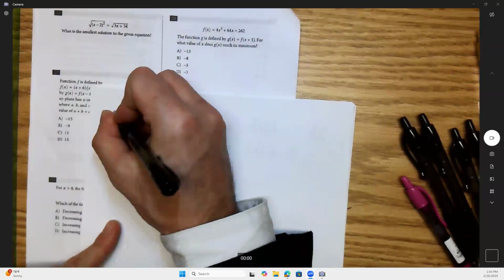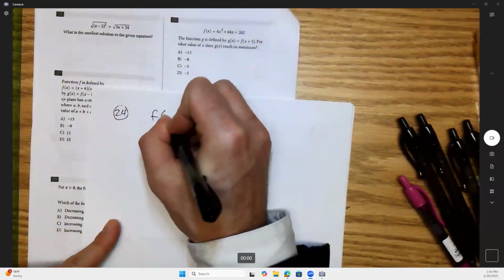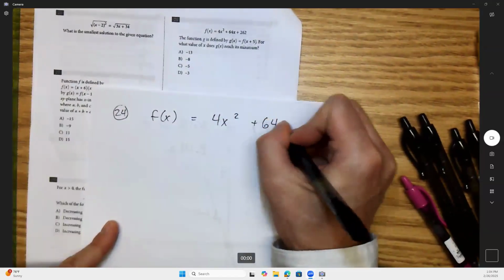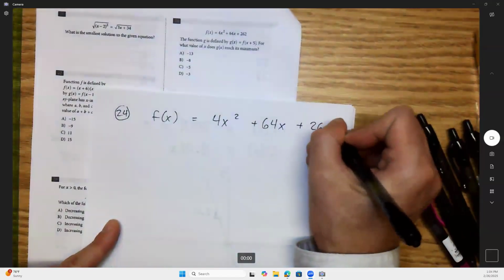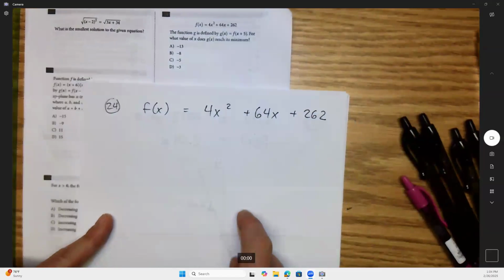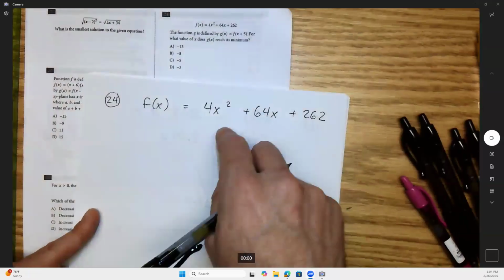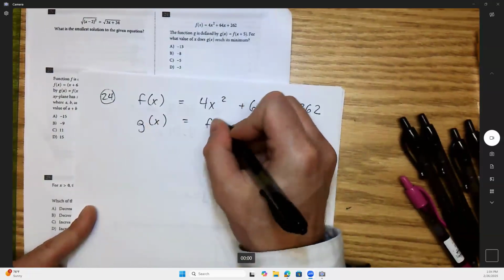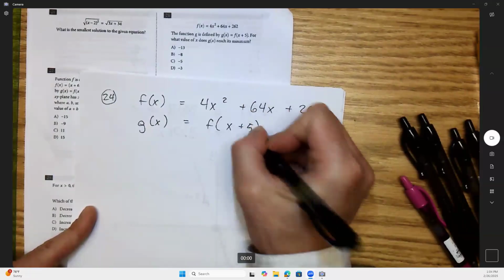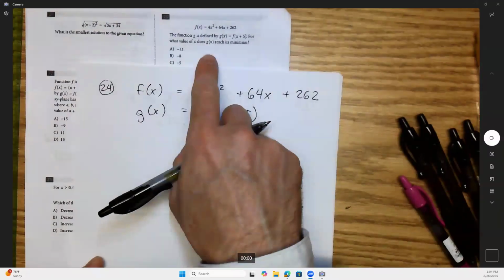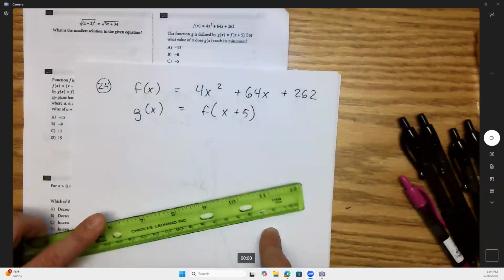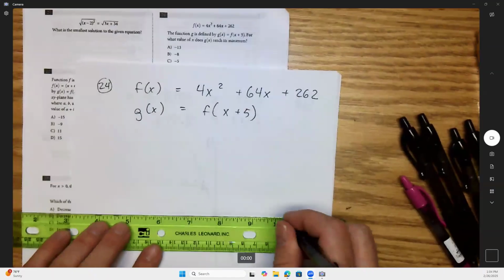At 24, I got f of x is 4x squared plus 64x plus 262. And g of x is f of x plus 5. At what value of x does g of x reach its minimum? So let's start with f of x, and then we'll figure out what from there. How can I graph f of x?